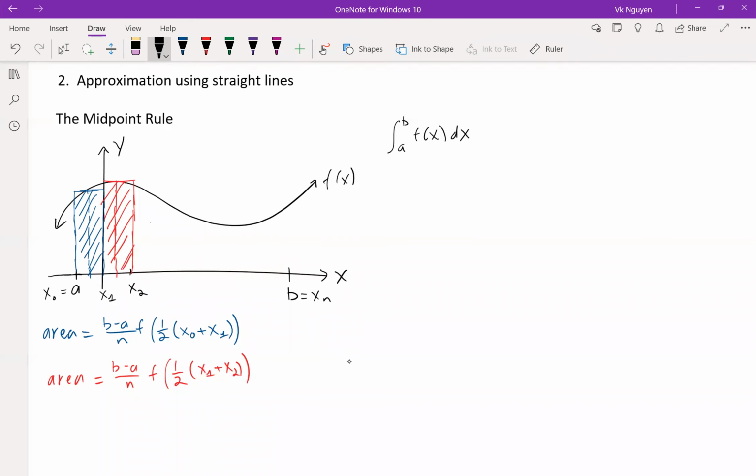The integral from a to b of f(x) dx is approximately equal to the width. We can factor it out, (b minus a) over n, and then we add up the lengths: f of half of x sub 0 plus x1, plus dot dot dot, plus the very last one, f of half of x sub n minus 1 plus x sub n.